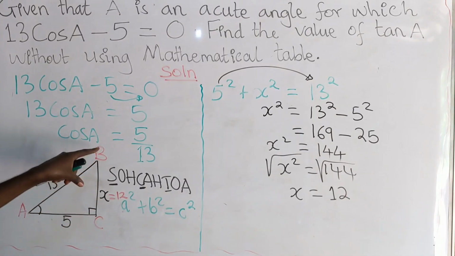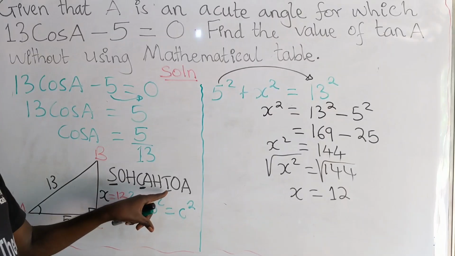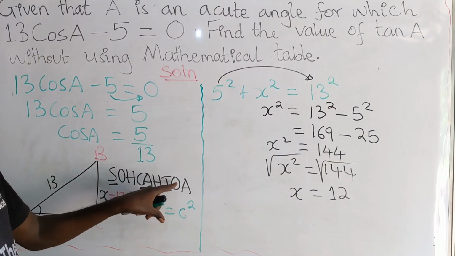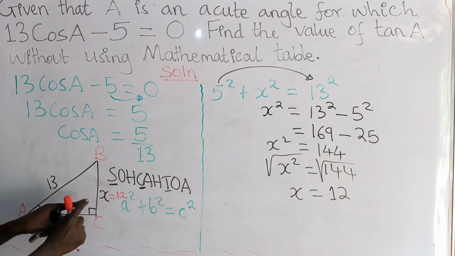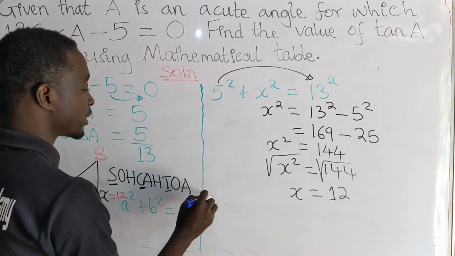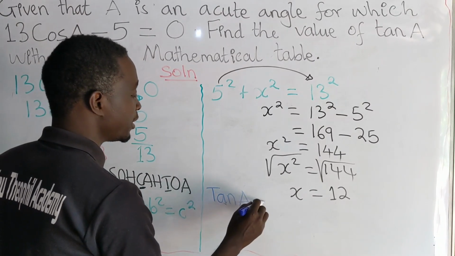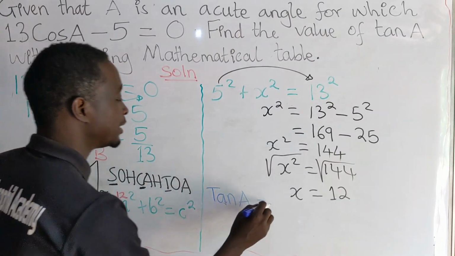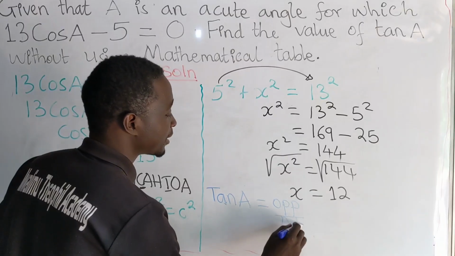As we have already obtained this side BC, it means that now we are in the position of calculating tangent of angle A, as from soikaitoa we've agreed that tangent of an angle is equal to opposite over adjacent. Now, adjacent was there 5, but we did not have the opposite. Now, opposite is equal to 12. So, as we've said from soikaitoa that tangent of angle A is equal to opposite over adjacent.